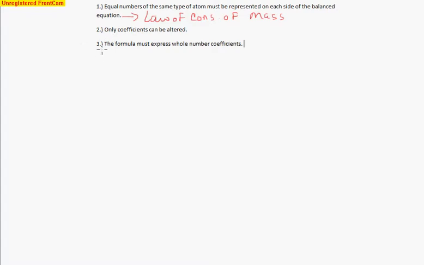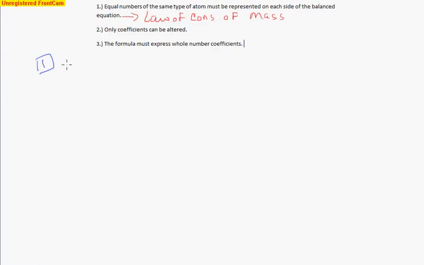And finally, number three, the formula must express whole number coefficients. We can't have any decimal coefficients whenever we're writing out chemical formulas. So whenever we're looking at a balancing chemical equation problem, like the one I'm going to write up on the board, we're always given what's called a skeleton equation, an equation that hasn't been balanced, and it's up to us to find the right coefficients to balance it.